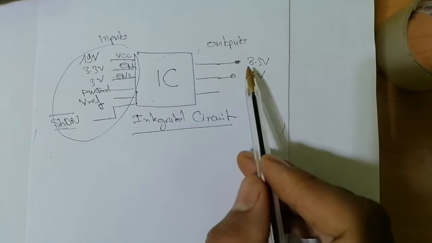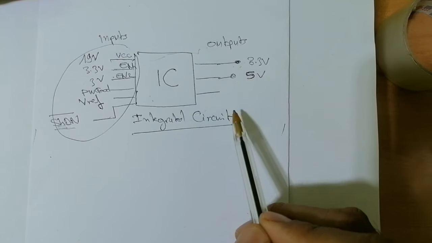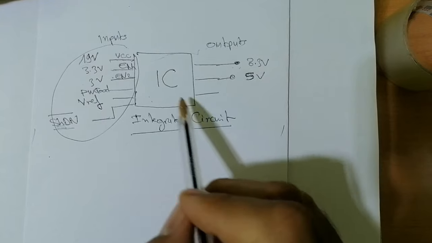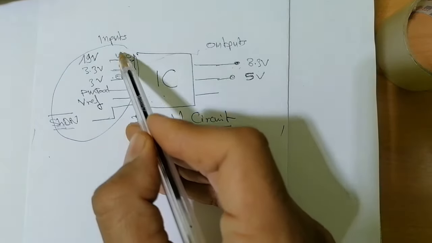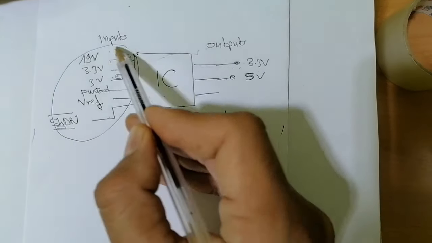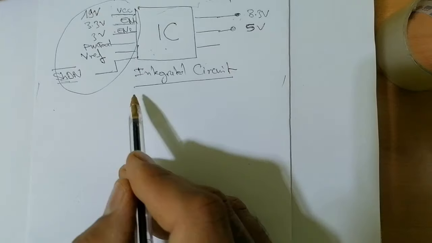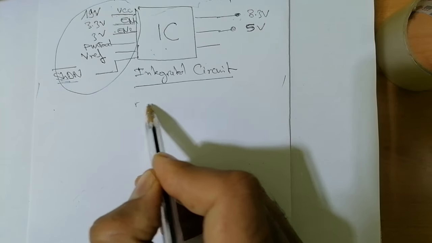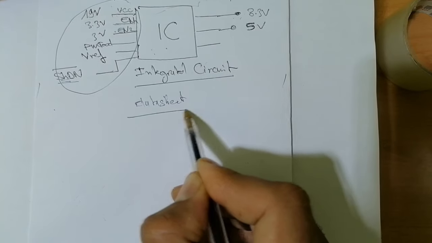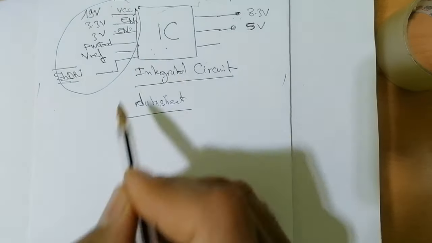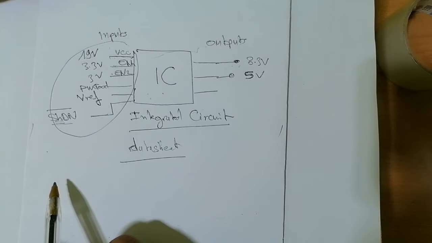So if you use your multimeter and check here and you didn't find 3.3 volt or 5 volt, doesn't it mean the IC is bad? What we should do is check the inputs. To check the inputs, you should first refer to the data sheet. You should have the data sheet of the IC. So this is how you can check the third method.